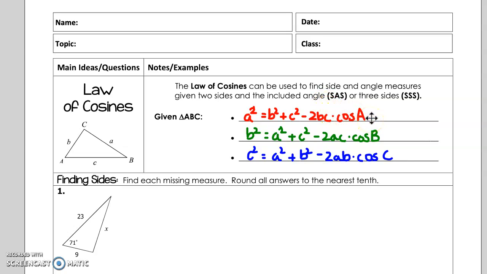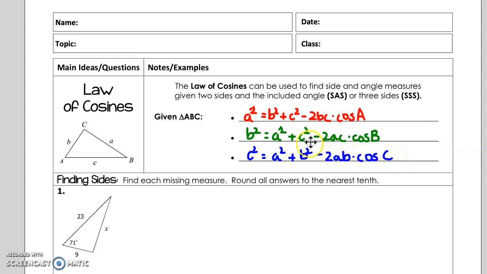So this is kind of how I think about law of cosines. If I'm given this triangle, which one of these formulas I use depends on which angle I have. So if I have angle A, I'm going to use this top formula. If I have angle B, I'm going to use the second one, angle C. You get the idea, I hope.